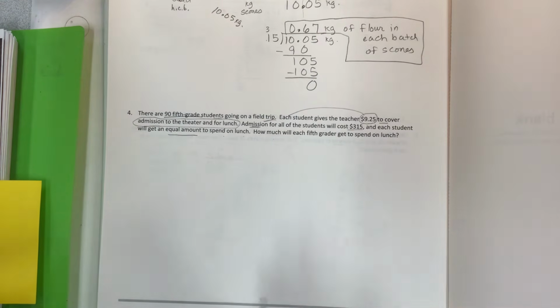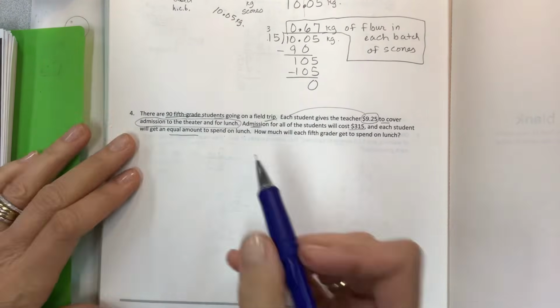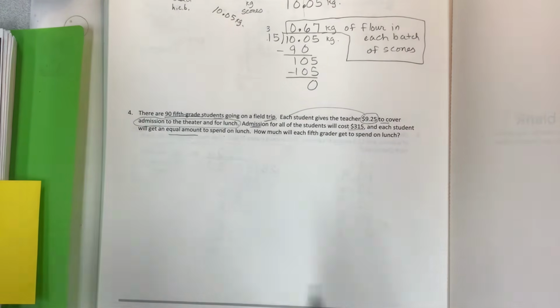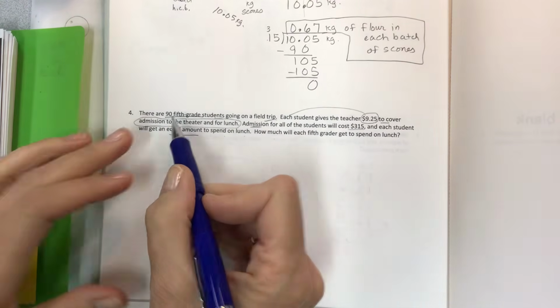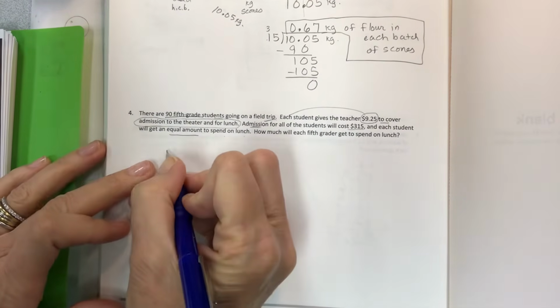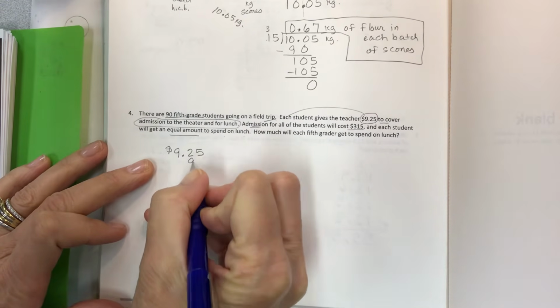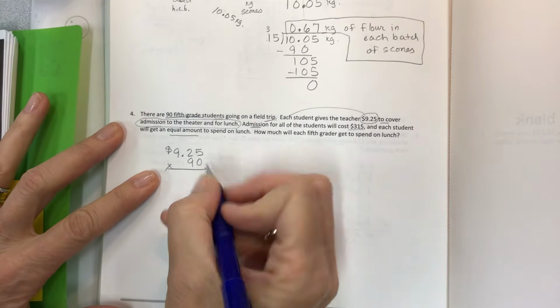So we have to do a couple things here because we have to put the money together and then we have to take it apart in a different way. So 90 kids pay this. So let's do a multiplication problem. That's essentially like repeated addition 90 times, but we don't want to do that. We want to do multiplying. So set that up.